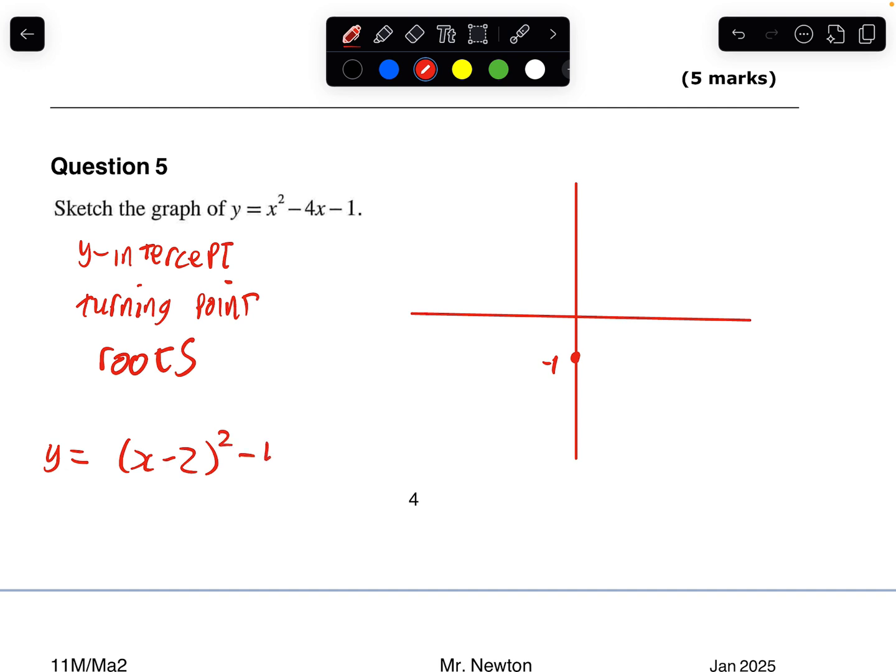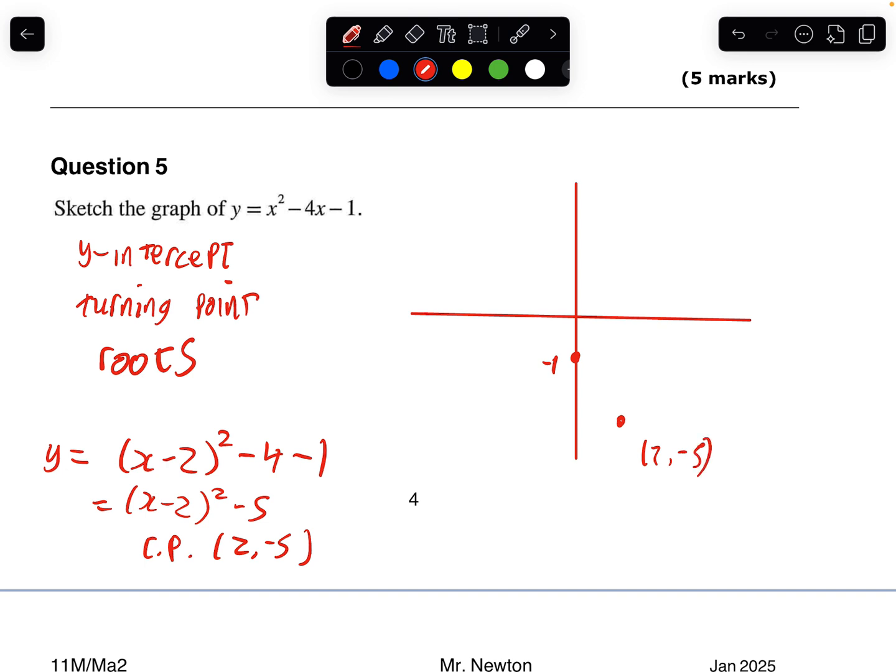Squared minus 4 minus 1. So that's x minus 2 squared minus 5. So that's got a turning point at 2, minus 5. So 2, minus 5 is going to obviously be somewhere over here. So I can put that on there, and let's mark that 2, minus 5. Once again, it doesn't have to be super accurate.